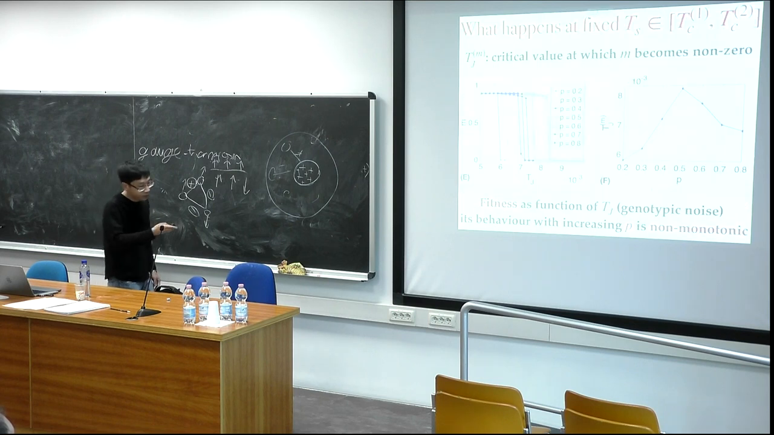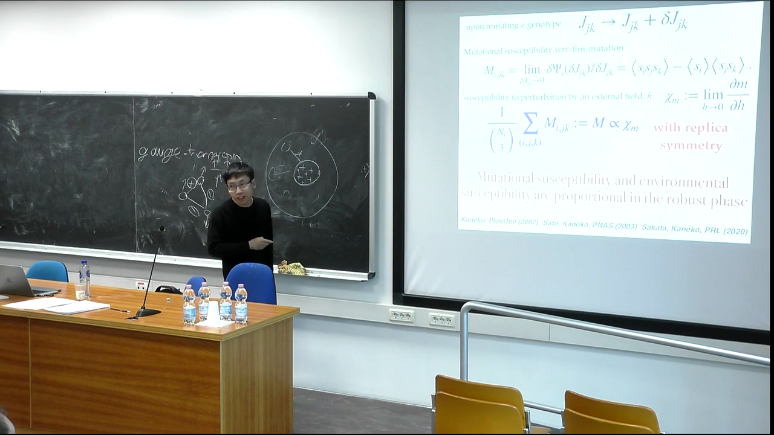In the morning lecture, Cooney emphasized the relationship between robustness to noise and robustness to mutation. Within this context, mutation means a change in the network structure. So if you consider some small infinitesimal change of the genotype, you can consider what would be called mutational susceptibility. You take this infinitesimal change of the genotype and consider the corresponding change in the fitness. You take the derivative, right? Basically, you get this quantity.